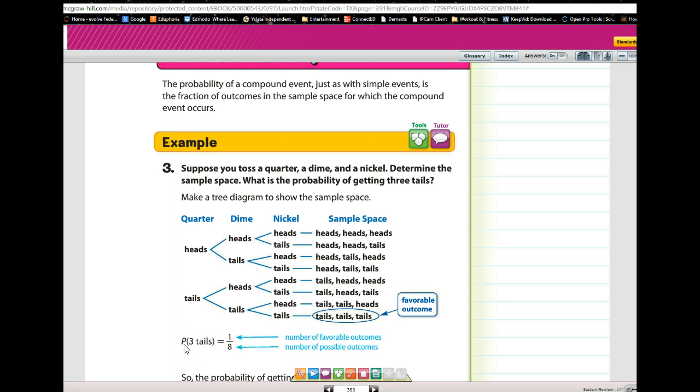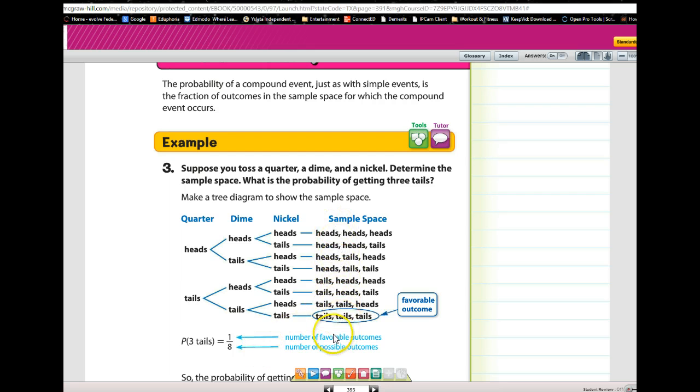P stands for the probability. Whatever is in parentheses is the thing we want. In this case, 3 tails. And the more formal way of saying the thing we want is called the favorable outcome. This means this is what we're looking for. We're looking for the probability of getting 3 tails. So out of this sample space that we have created, how many times does 3 tails in a row happen? Only 1 time. So the favorable outcome, which is the thing we want, which in this example is getting 3 tails, only happens 1 time. 1 time out of 8 possible combinations.